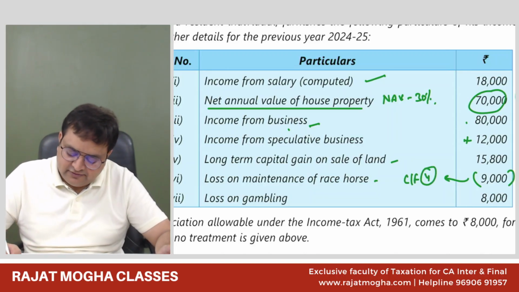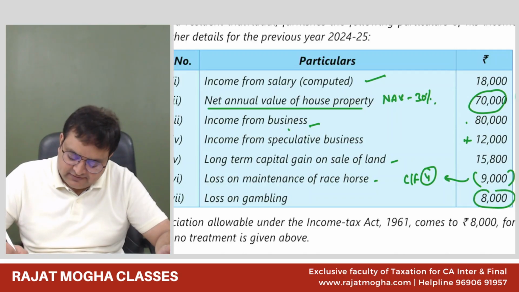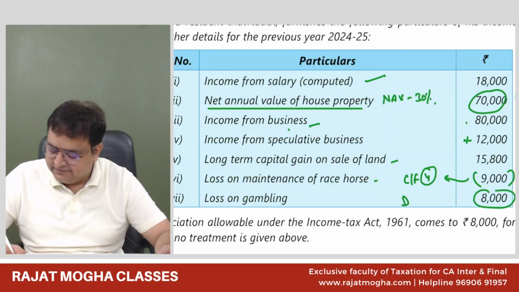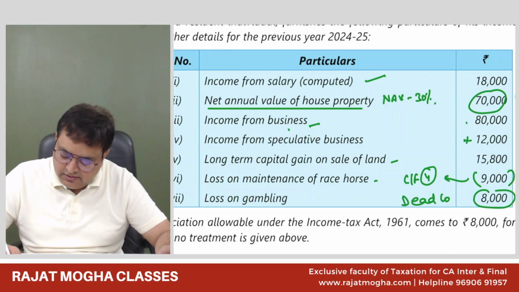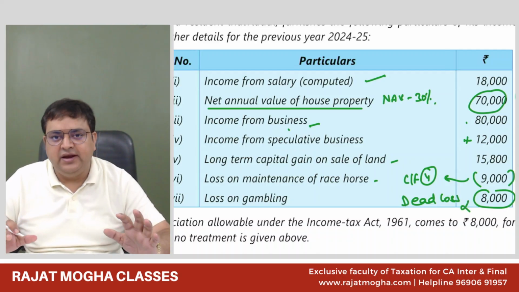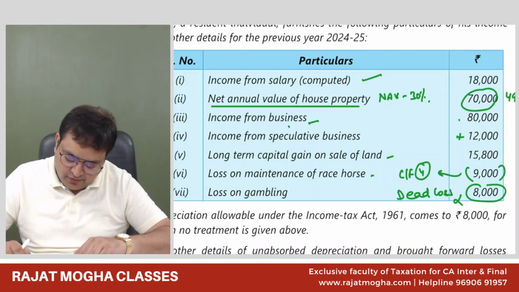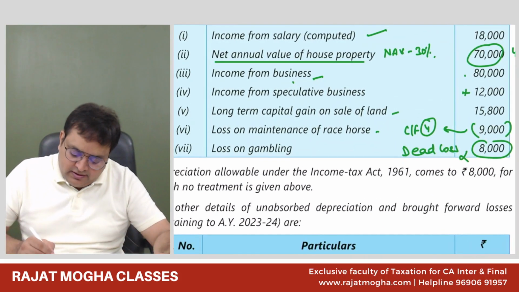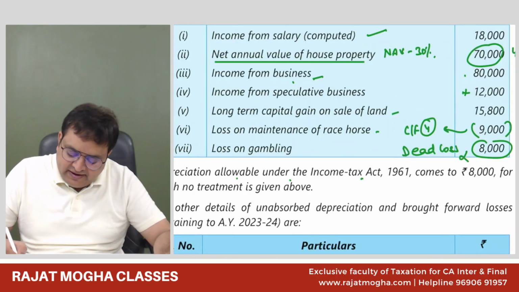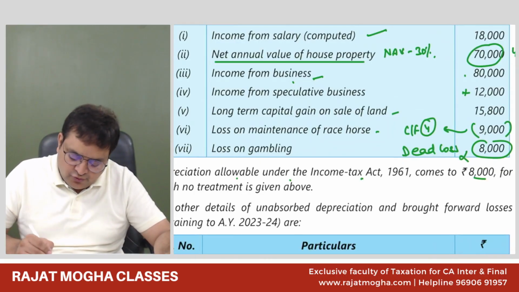Losses on gambling. Losses on gambling is a dead loss. So we cannot carry it forward. It will neither be set off from any other head, nor will it even be carried forward. Got it? Okay.